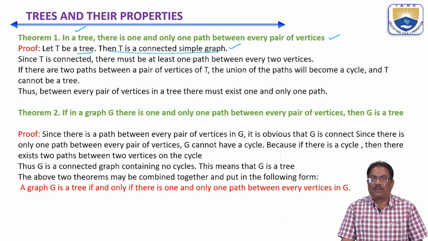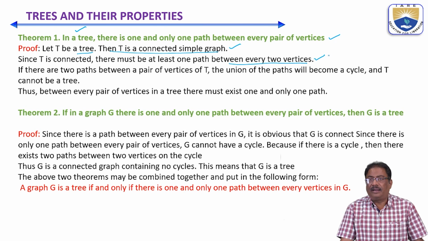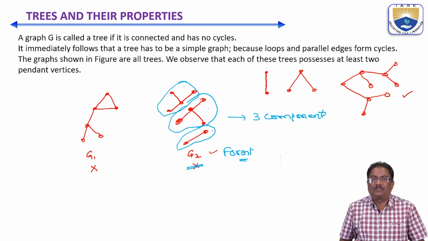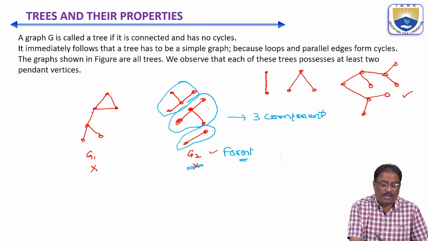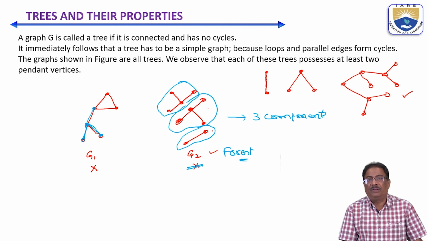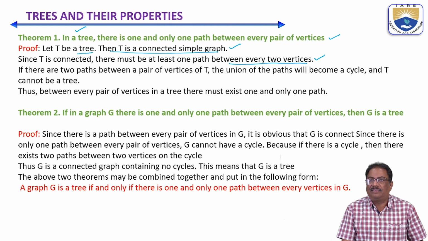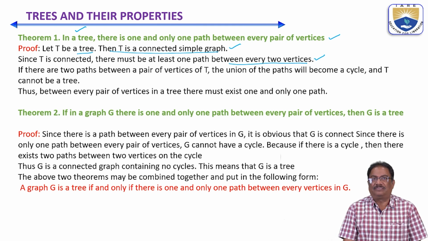If it is a connected simple graph, there is at least one path between any 2 vertices. If it is connected, then definitely there is a path between them. Suppose I consider this connected graph. Between these 2 vertices there is a path. And in this connected graph, from these 3 vertices we have one path. So like that, in any connected graph, between two vertices there is definitely at least one path.